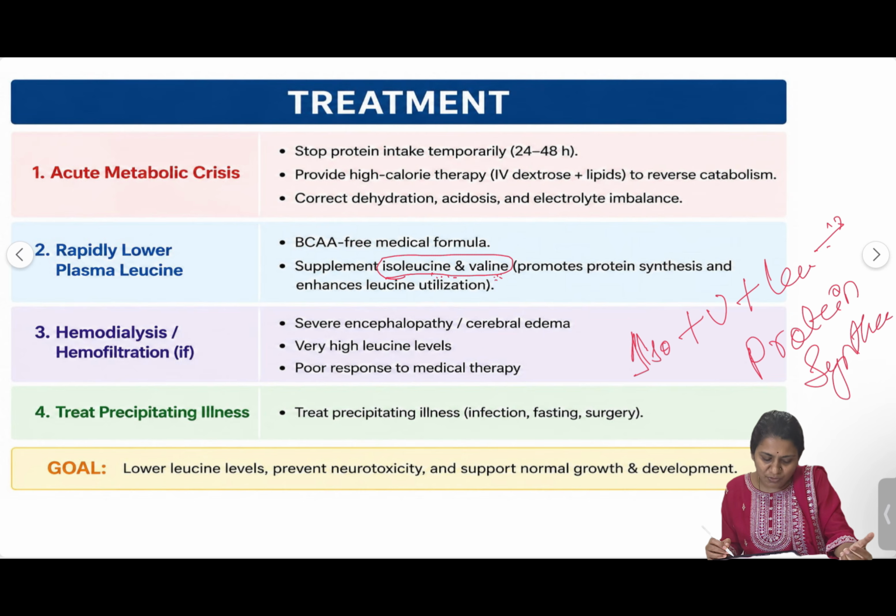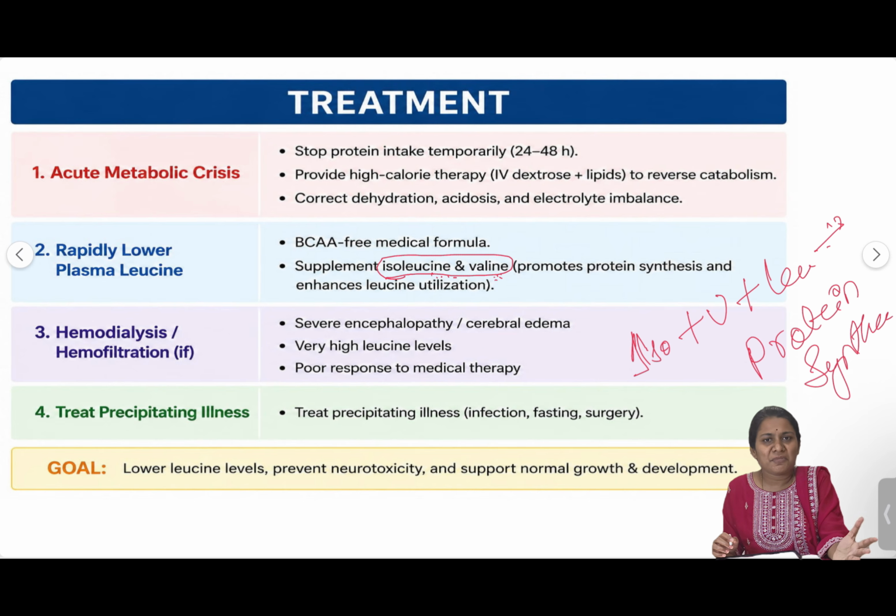Okay. Then if there is a severe encephalopathy, you have done everything because there are high leucine levels. If there is a poor response to medical therapy, go for hemodialysis or hemofiltration. Then treat the precipitating illness, that is infection. What is the precipitating cause? You treat first. So the therapy is you have to lower the leucine level. If there is cerebral edema, you have to treat the edema also.